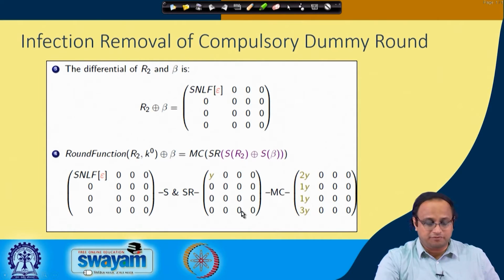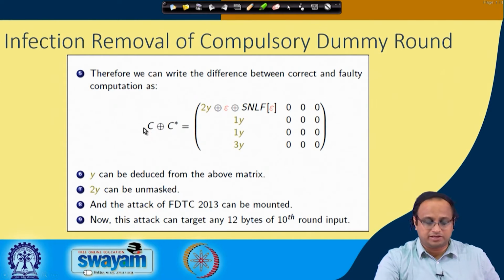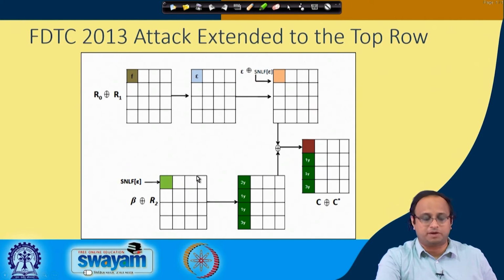It means that if the attacker observes the XOR of the correct and the faulty ciphertext, then the alpha 1, alpha 2, alpha 3 and alpha 4 that we were seeing previously are not actually random. There is a relationship between them. If the attacker observes this disturbance, the attacker knows the value of y, and if the attacker knows the value of y, the attacker can also know the value of 2y, and from there can unmask this contamination and again get the value of epsilon XOR SNLF epsilon. Therefore the attacker can repeat the attack that we just saw on the remaining 3 rows of the AES state matrix. So this attack will work pretty much on any of the byte positions.